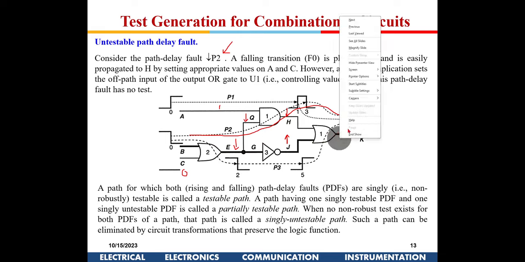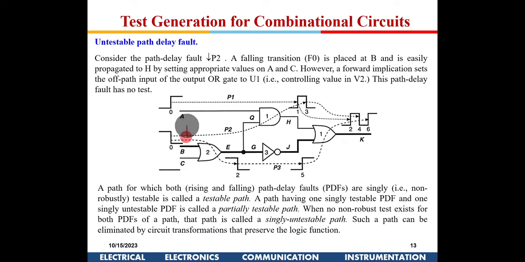Let me put it once again. I want a falling edge out here. So I put a zero here, so I am getting an F0 out here. This will give me R1 out here, and I give a one here so that this comes here. Now, if you see here, this is an OR gate, and this is making a transition out here. So this particular path, we can say that it is not testable, right?